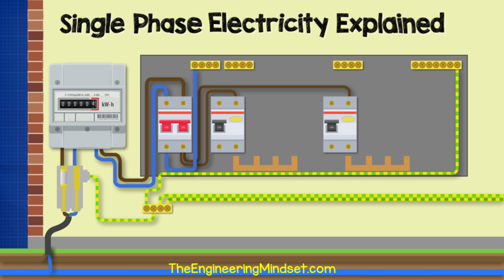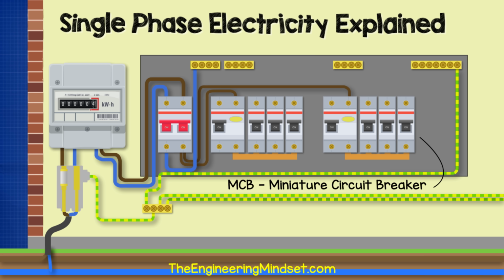From the bottom of the RCD we have a buzz bar. This is just some conductive metal which the electricity flows along and connects into each of the MCBs, which just makes the installation easier rather than having a lot of cables. The MCB, or miniature circuit breaker, controls individual smaller circuits.